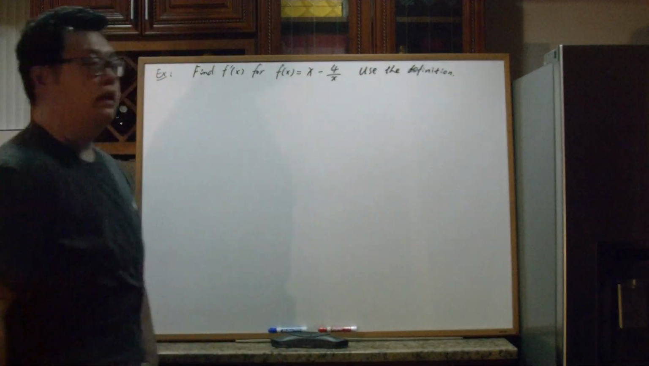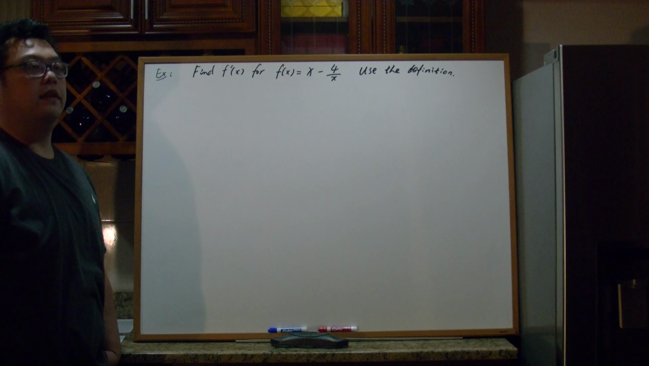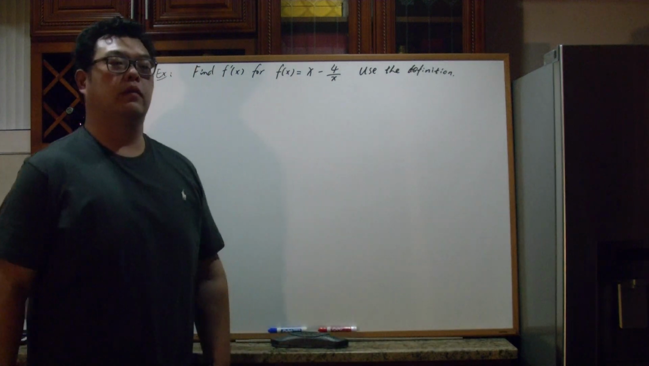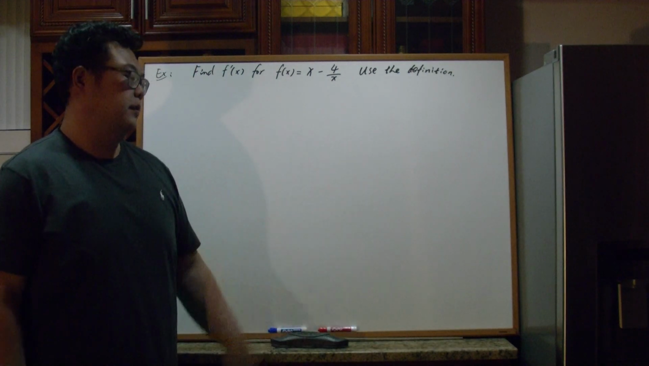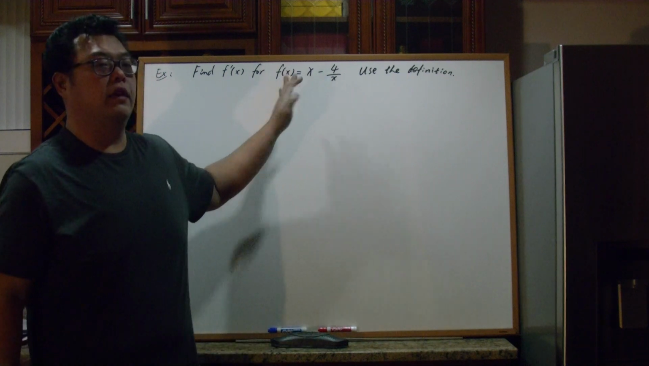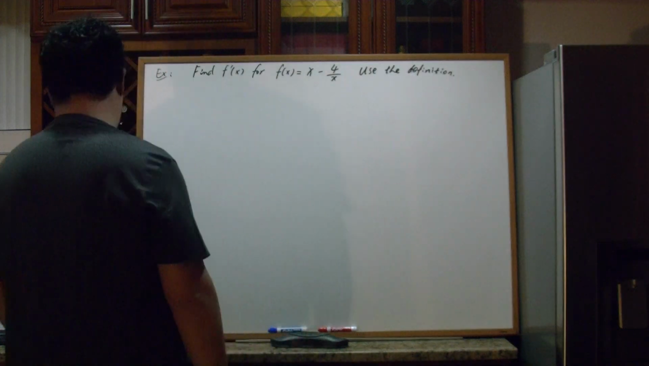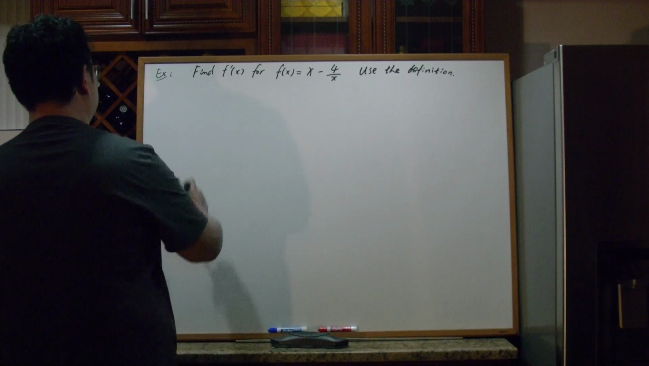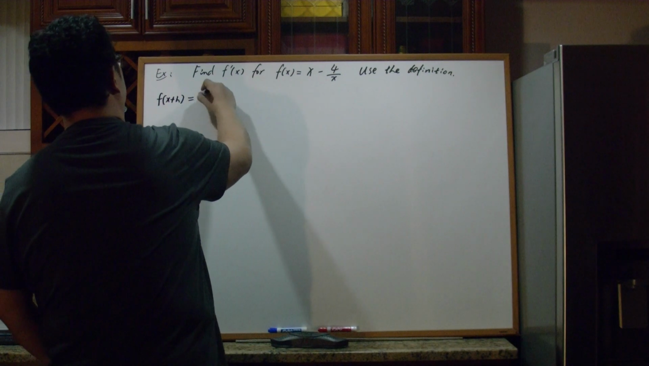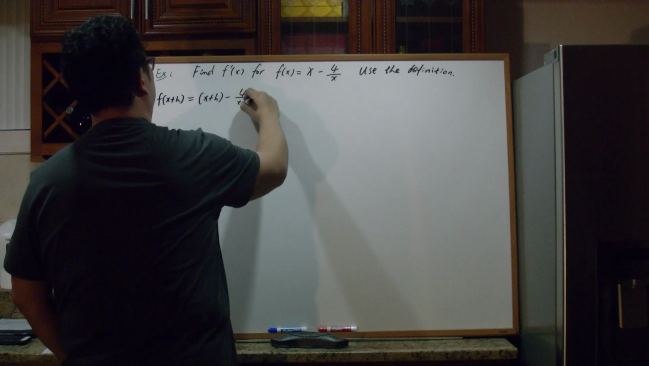So in this section, when we see "use the definition," we mean use the limit definition. If you don't see this phrase, we have a simplified formula in the next section. But in our section 3.1, we are following the limit definition. So when we see "use the definition," we have to use it. So first, f of x plus h, that is x plus h minus 4 over x plus h.